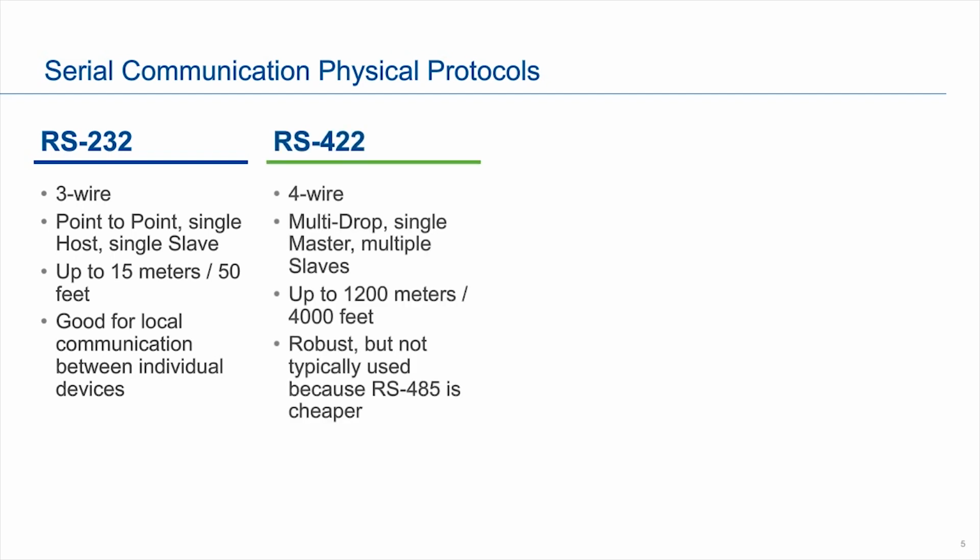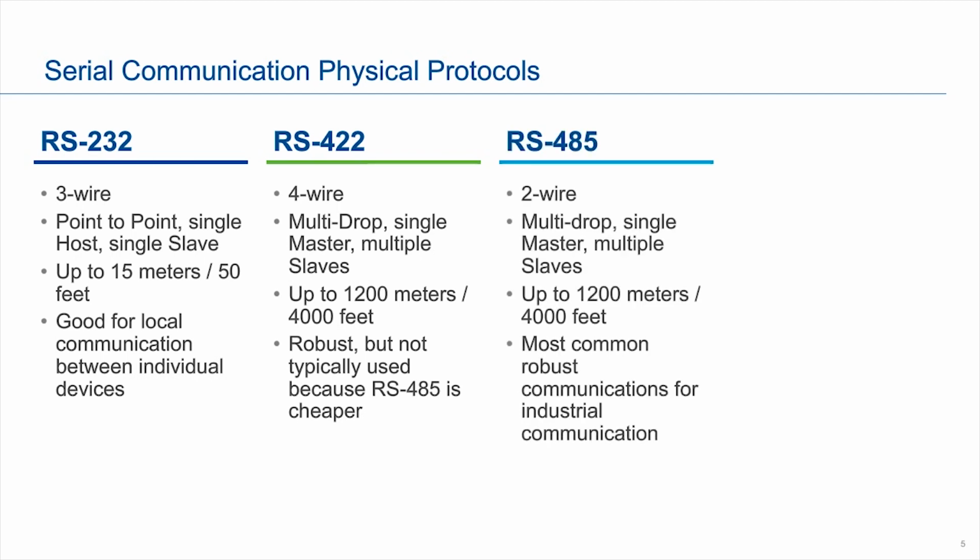Then we have RS-422. That's a 4-wire communication. It's multi-drop, single master, but multiple slaves. So you can have 1 master talking to multiple GCs or multiple devices. Maybe you'll have a flow computer talking to a flow meter, to a gas chromatograph, to other analyzers, all on a single link. It's a long-distance communication protocol, so it's up to 1,200 meters or 4,000 feet. It's very robust.